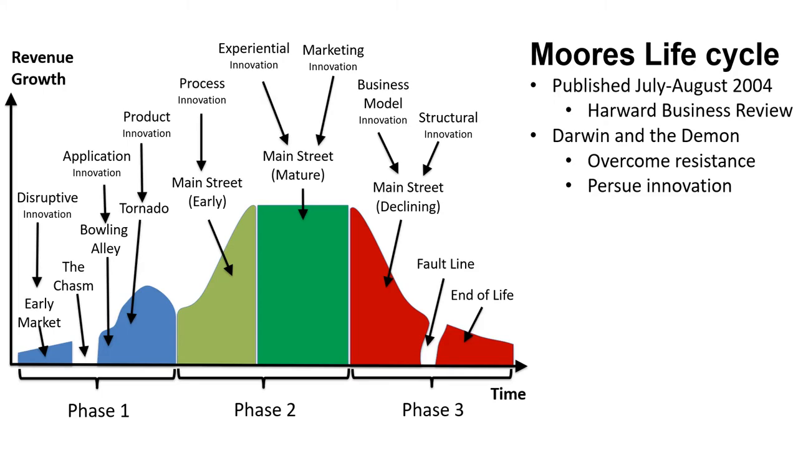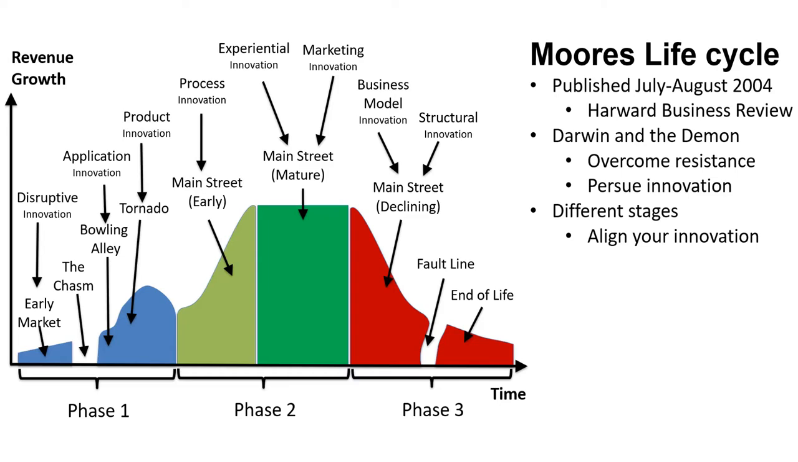The title Darwin and the Demon refers to the fact that leaders often have a hard time overcoming the resistance to constant innovation. Moreover, innovation comes in products, processes, marketing, business models, and more. What kind of innovation you should pursue depends on where your product is placed in the life cycle.